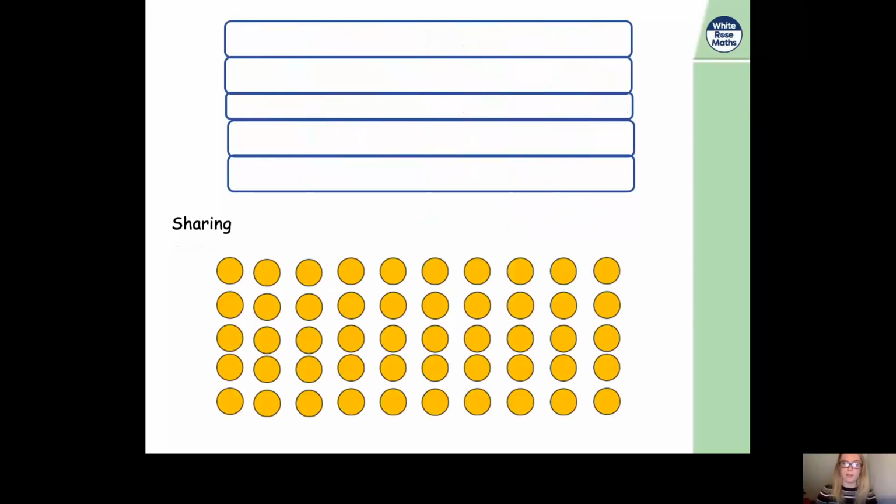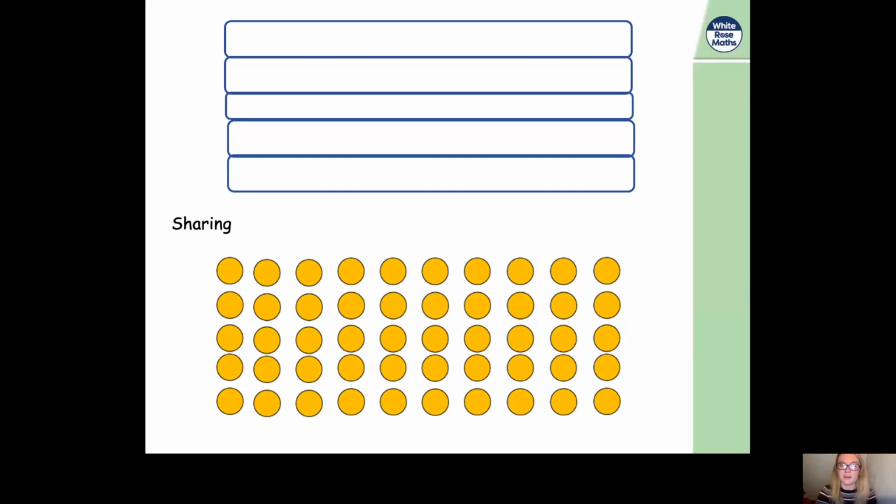So now I'd like you to have a go. Here are some counters for you. You need to work out how many counters there are in total, and then you need to share them into these 5 groups and then find out how many counters are in each group. Pause the video now and have a go.